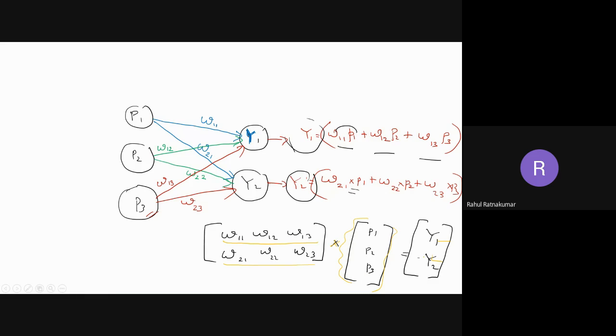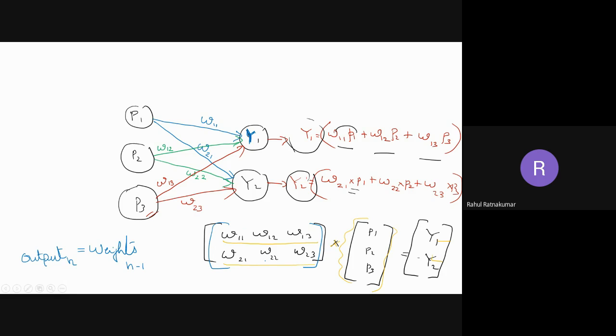Okay, so how can we write the general equation? The general equation we can write like this: the nth output equals the weights of n minus 1, right? Because these weights are leading to the current output. These are the previous weights leading to the current output.